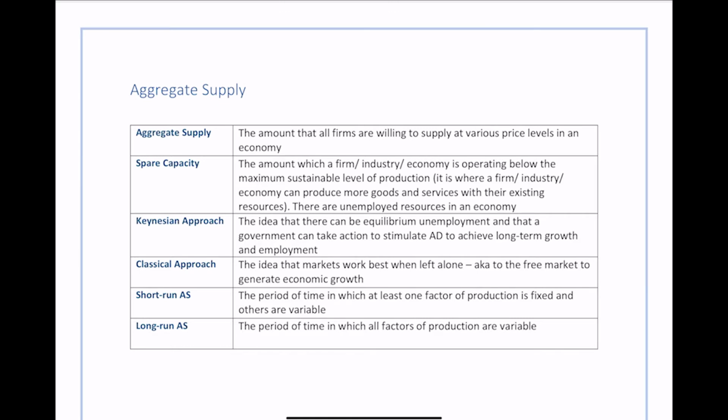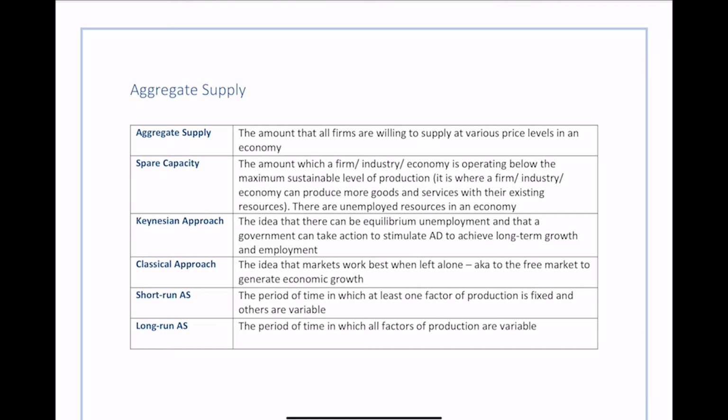Spare capacity is basically the amount by which a firm, industry, or economy is operating below the maximum sustainable level of production. The idea is that they could be producing more goods and services with their current resources, but they're not actually achieving that right now. That means they're operating underneath the level which they could be, and therefore there are unemployed resources in the economy, and that's known as spare capacity.